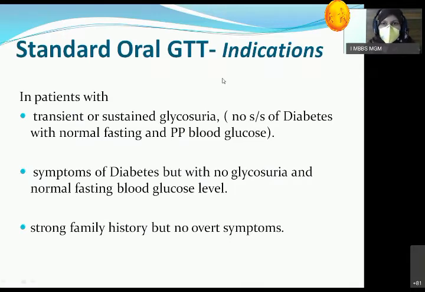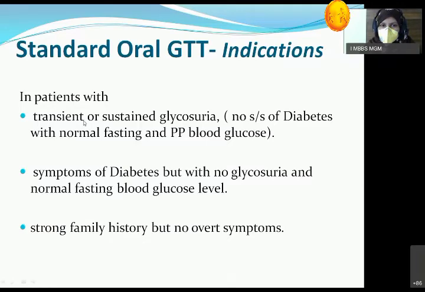First we see the indications of oral glucose tolerance test. It is indicated in patients with transient or sustained glycosuria, that is, if the patient has no signs and symptoms of diabetes with normal fasting and postprandial blood glucose. Second, it is also indicated if the patient has symptoms of diabetes but with no glycosuria and normal fasting blood glucose level.